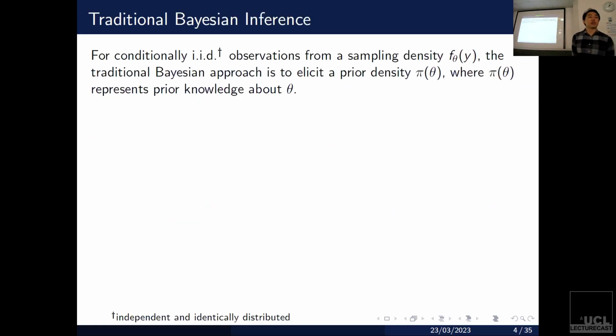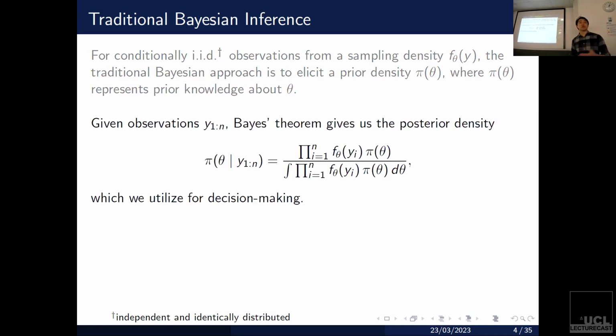So just a crash course, and also to introduce some notation, for conditionally IID distributions in the traditional Bayesian framework. We're going to illustrate the sampling density as f subscript theta. Theta is going to be some parameter. For now, we're going to assume this is finite dimensional. Then the usual traditional Bayesian approach is to elicit a prior, pi, which is going to be a density on theta. And this is supposed to represent your knowledge as well as your uncertainty about this parameter of interest. You're going to see some observations, y_{1:n}, which you've assumed are conditionally IID from f_theta. And Bayes' theorem is going to give us this classic posterior density, which we can then use for decision making. So it's simply the ratio of the likelihood times the prior divided by the marginal likelihood.